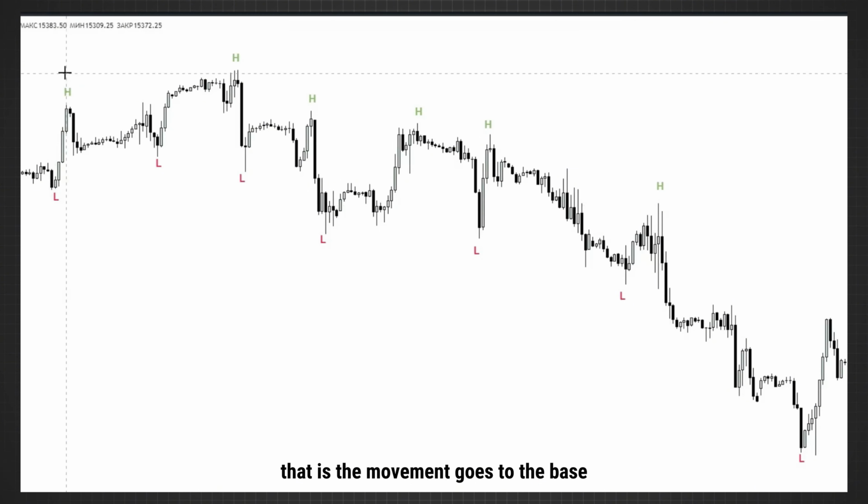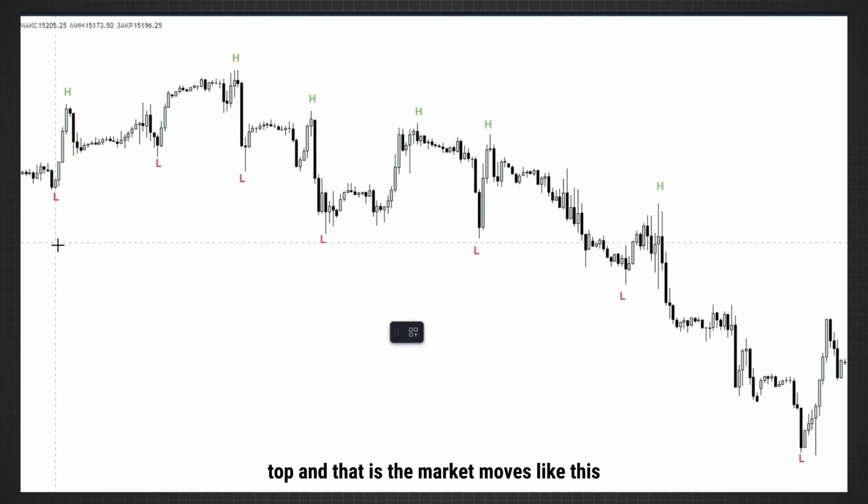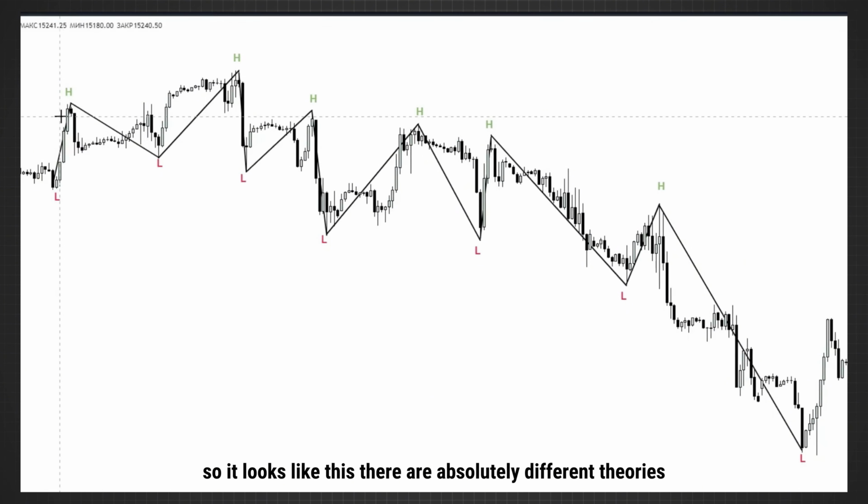That is, the movement goes to the base. Time passes under the base to the top. We have again this base and a new top, then a new base and a top. Base, top. And that is, the market moves like this. So it looks like this.